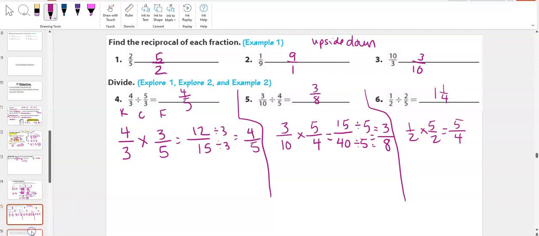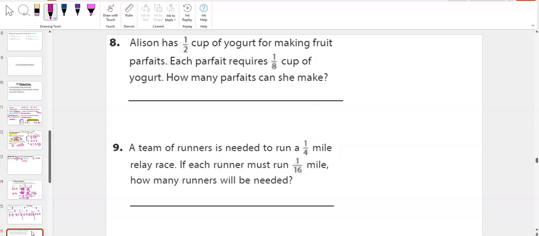Okay, so the next thing we're going to look at really quick are some word problems, because why are we ever going to divide fractions? Well, in real life, we divide fractions for a lot of different things. So let's look at some real life problems that might happen.